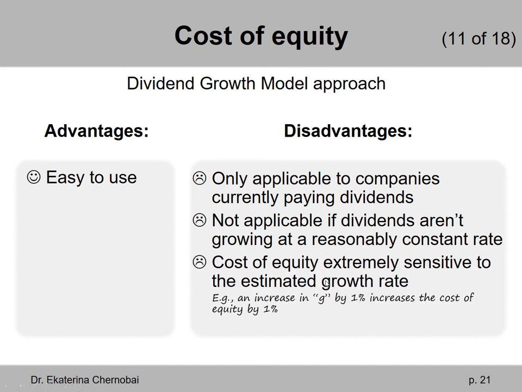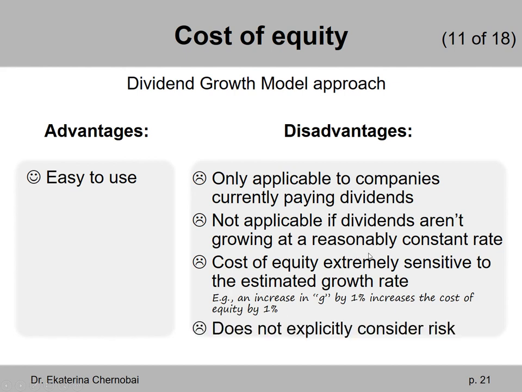Then the third disadvantage is that the cost of equity calculation is extremely sensitive to the estimated growth rate in the dividends. So if we are a little bit off, like maybe we are 1% off in what we are using for the g, right, the growth rate in dividends, then we will also be 1% off in our cost of equity. And that might be like the difference in like tens of thousands of dollars from the firm's perspective.